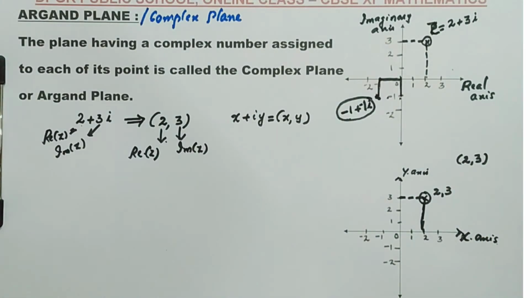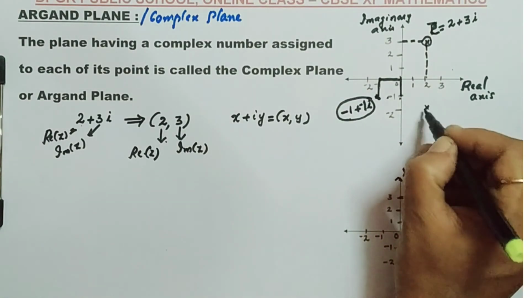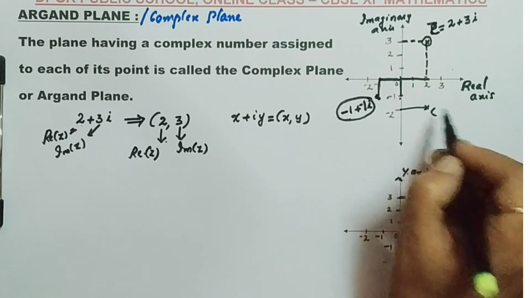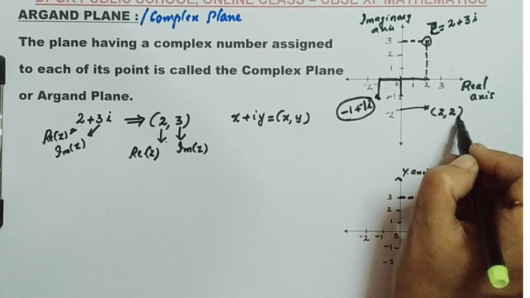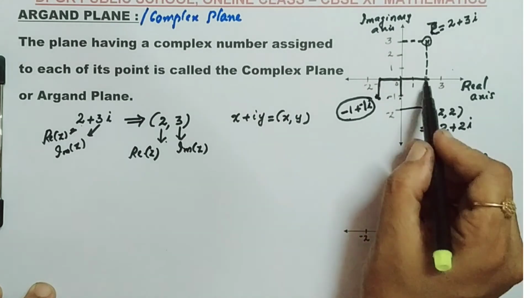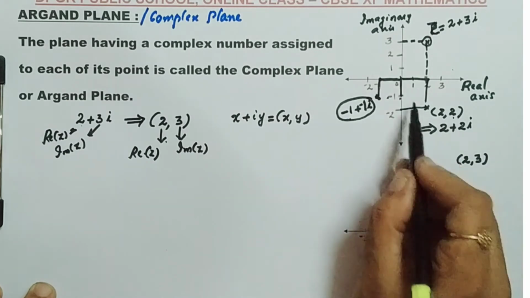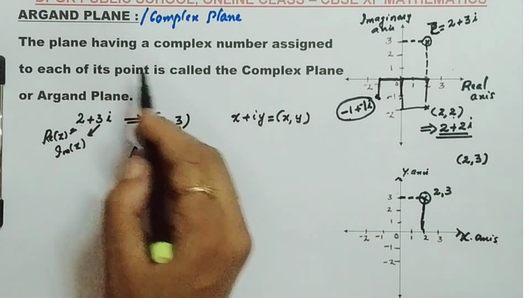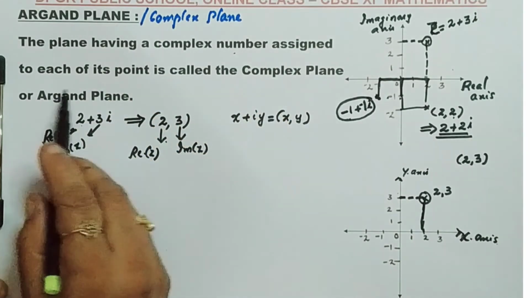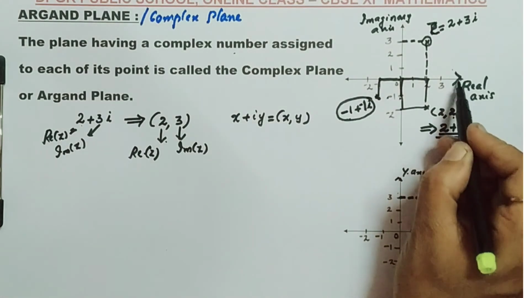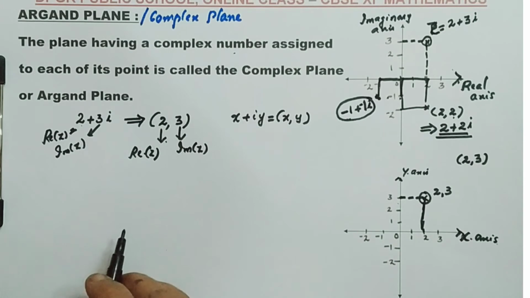So corresponding to each complex number, suppose you take a complex number here. This point represents x value 2 and y value also 2. Even if you write it as (2, 2), it actually corresponds to the complex number 2 plus 2i, where the first 2 is in the real axis and the second 2 is in the imaginary axis, which you need to attach with i. Thus, the plane having a complex number assigned to each of its points is called the complex plane or the Argand plane. Remember, in the complex plane, the x-axis is called the real axis and the y-axis is called the imaginary axis.